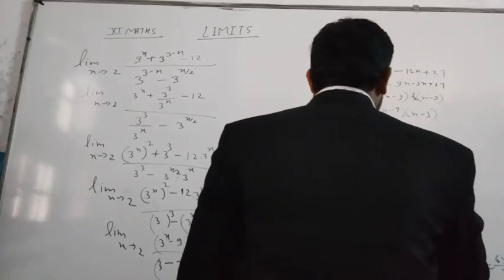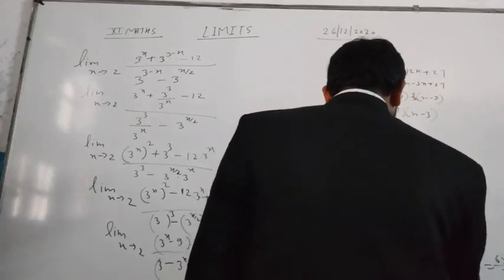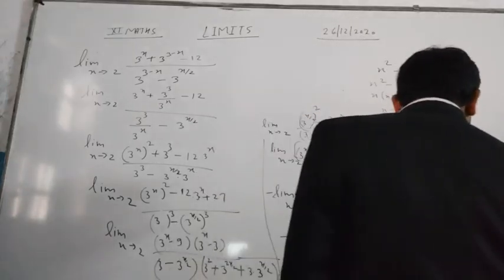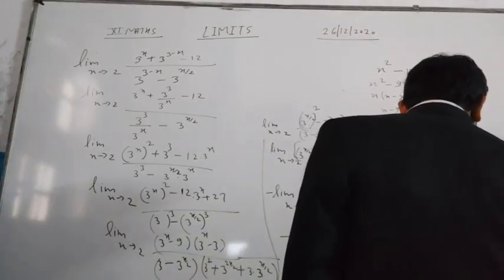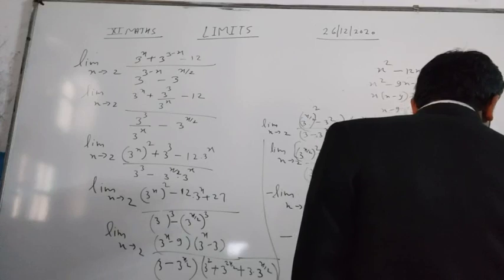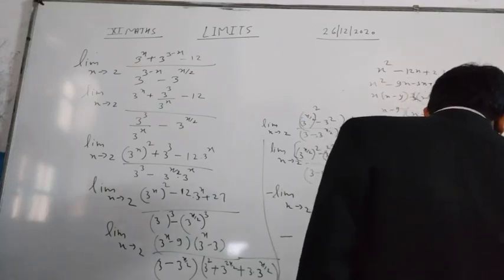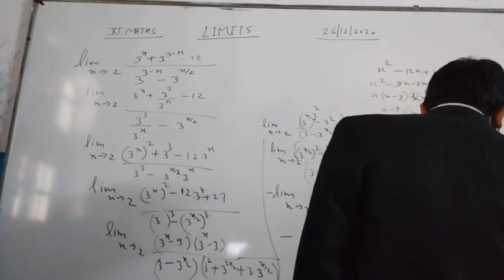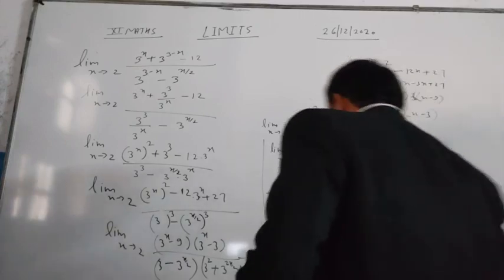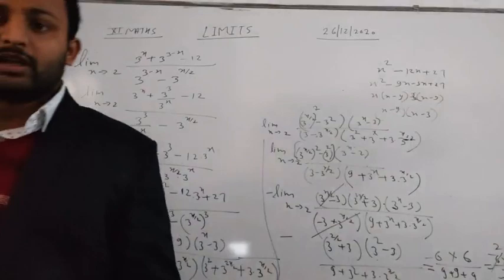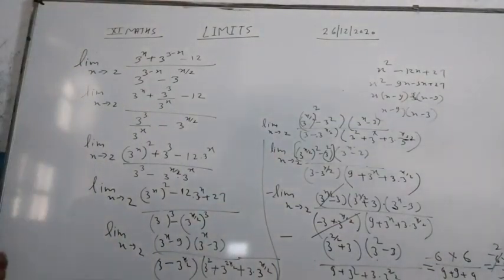So here is 3. So it will be 3. So it will be 6. Now we will write here 6. 3 2s are 6, 9 3s are 27. So it will be minus 4 by 3. I hope you understand, students. Let's see this question once again.